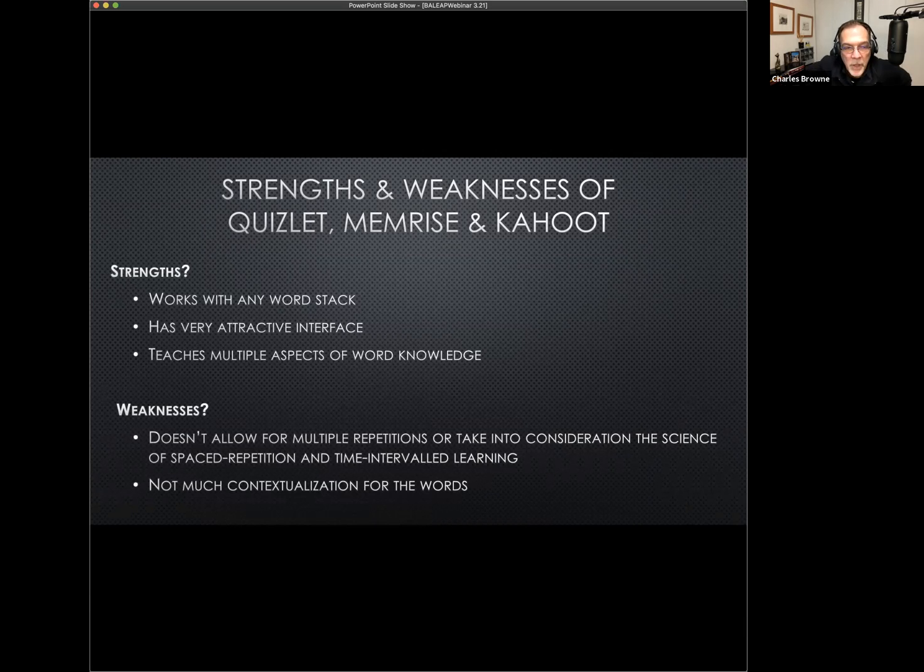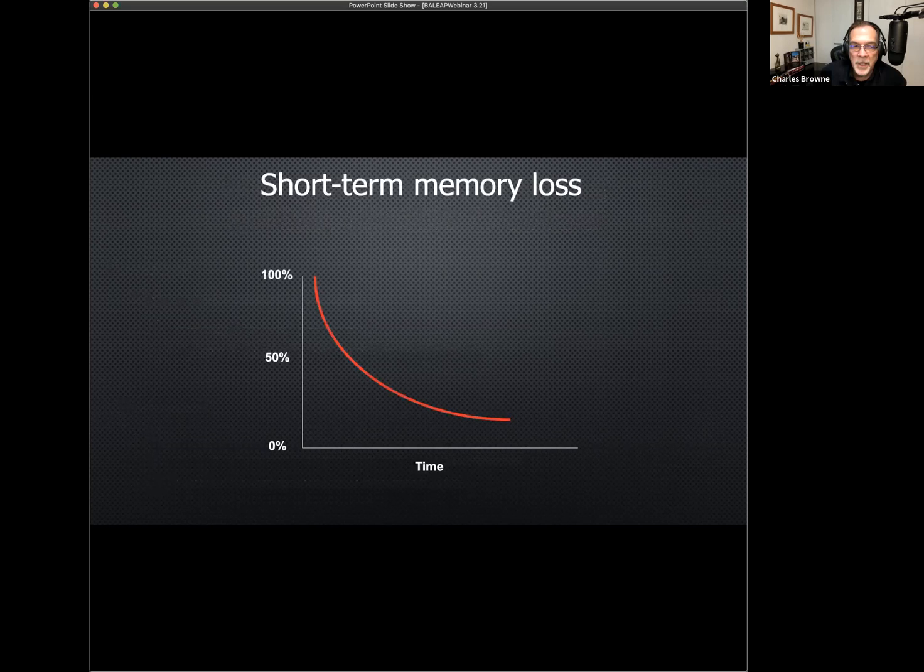But one of the weaknesses that I found is that these don't allow for multiple repetitions, and they don't take into consideration the science of spaced repetition and time interval learning. And also there's not much contextualization. So what I mean by spaced repetition and time interval learning is the problem. We're talking about the problem of short-term memory loss.